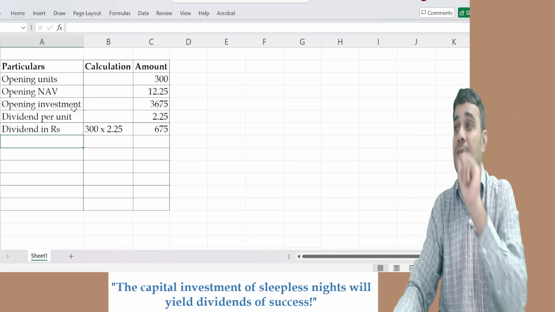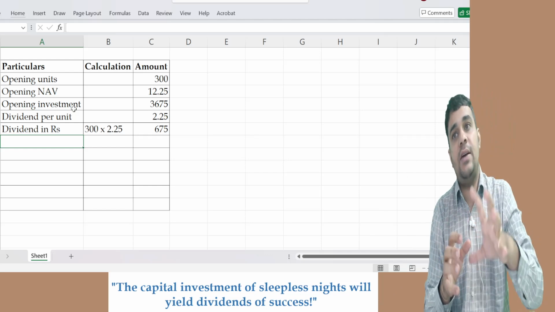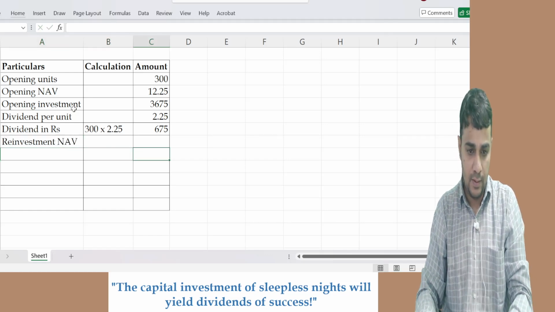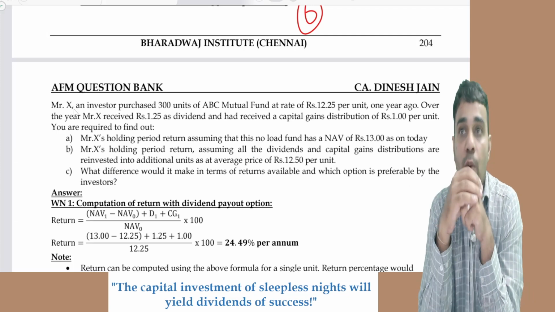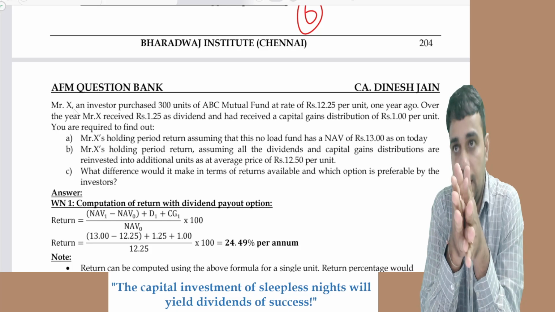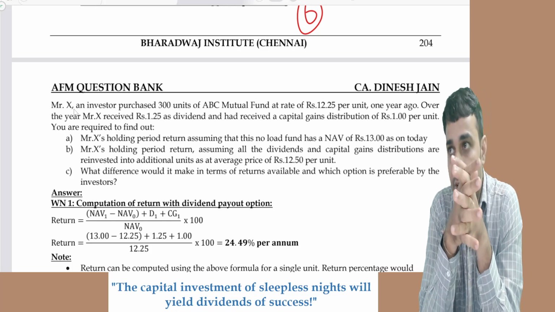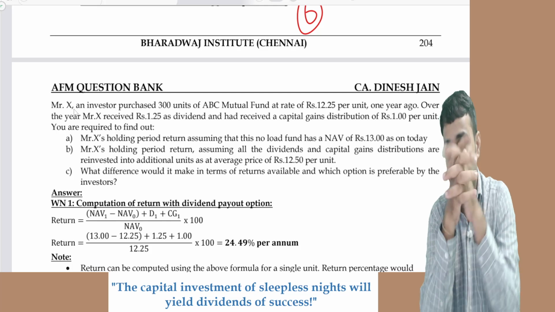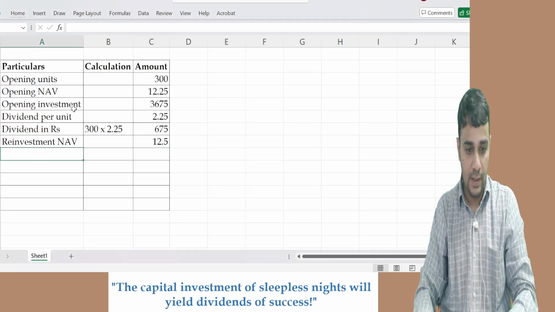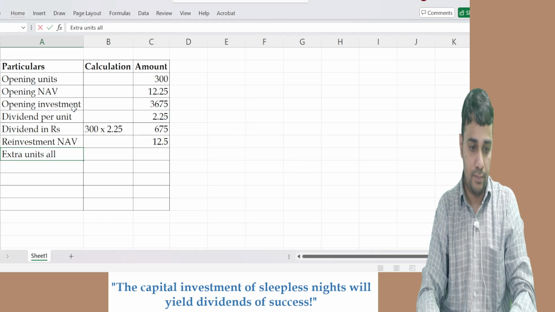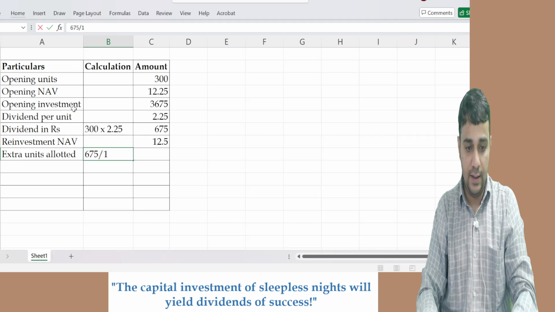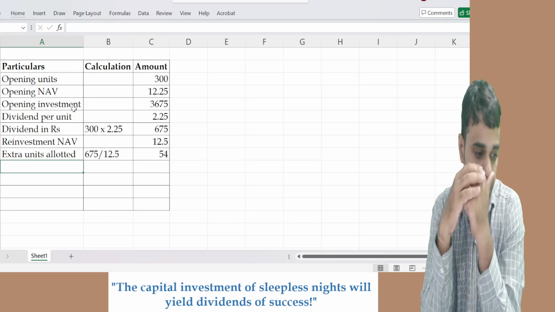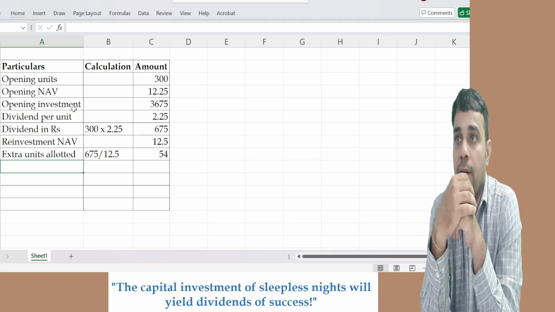Now there will be a reinvestment NAV given. The 675 will become units at some rate. What is the reinvestment NAV given? Reinvestment NAV is 12.5. What is reinvestment? I don't want to give you dividend; I want to give you extra units, and those extra units will get allotted at the rate of 12.5. Extra units allotted: 675 divided by 12.5, 54.